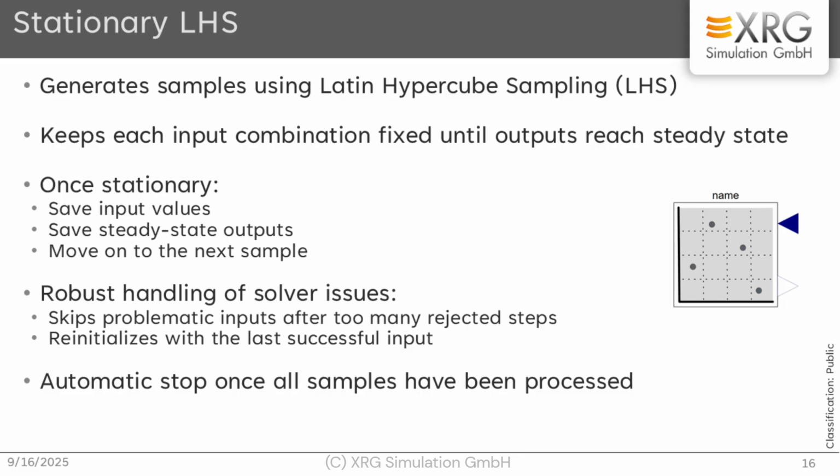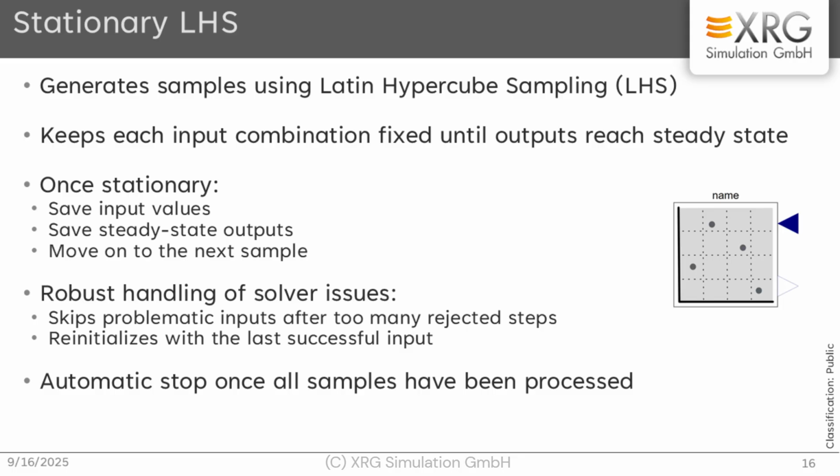And yeah, there are also some methods to make it more robust against solver issues or problems. So if there are too many rejected steps in the simulation, then the specific input values are skipped, and the next one is used. And as it says at the bottom, it automatically stops once our samples are processed, so you don't have to worry about that.